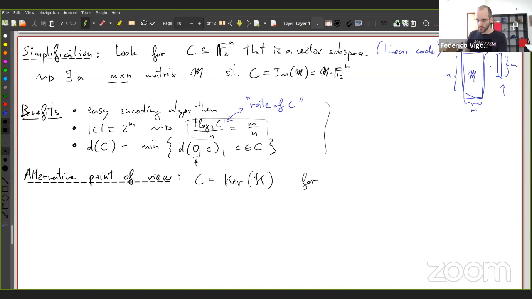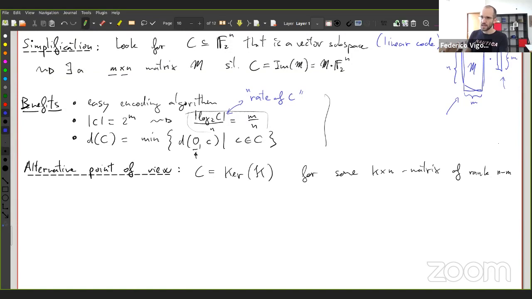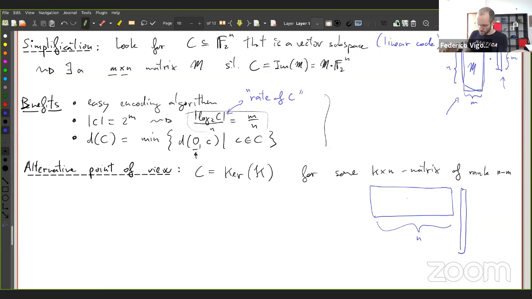Where K is a small k times N matrix of rank, I guess, k. That is, instead of describing the image of M, since we want to say what C is as a subset of F2 to the N, we just describe it as the kernel of some matrix of this form.